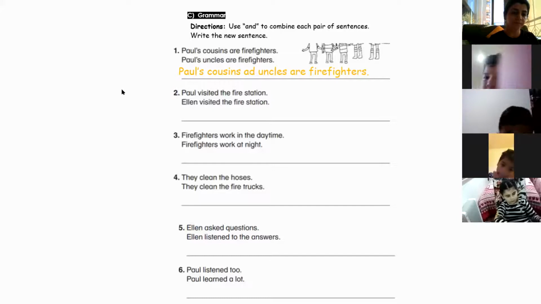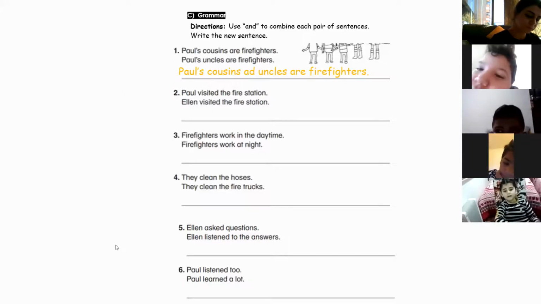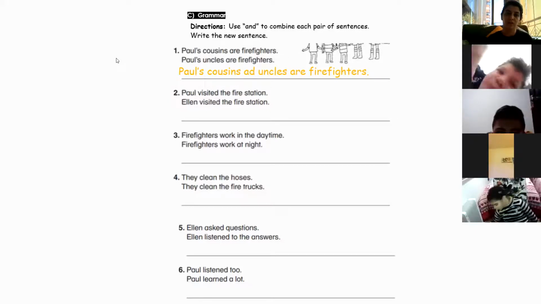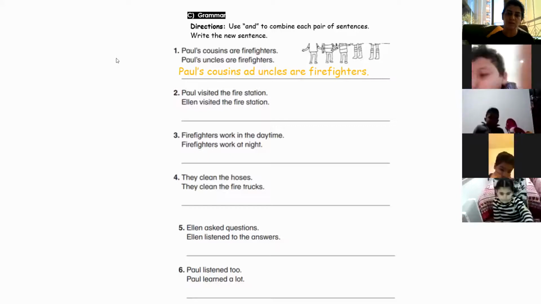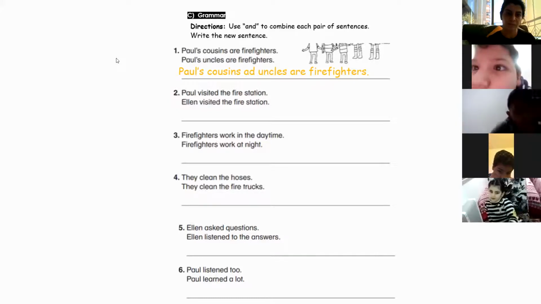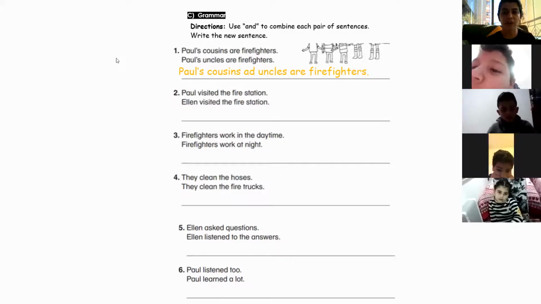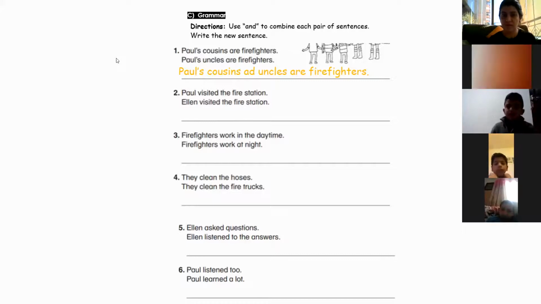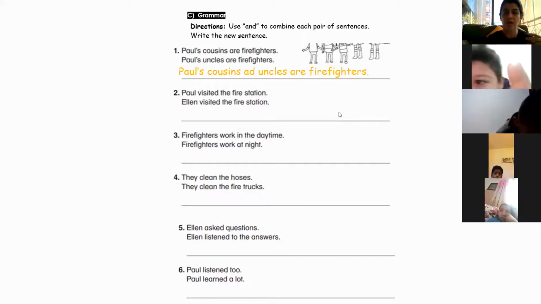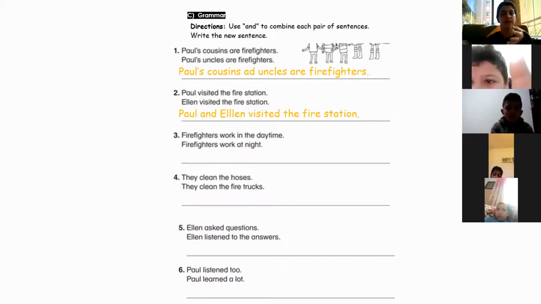Okay. Celine, can you do number two? Can you read the pair of sentences in number two and combine them using the word and? Paul visited the fire station. Ellen visited the fire station. Can you join them or combine them? Paul and Ellen visited the fire station. Bravo.